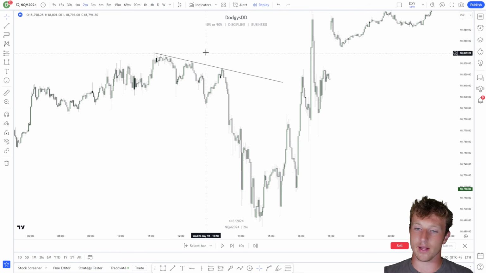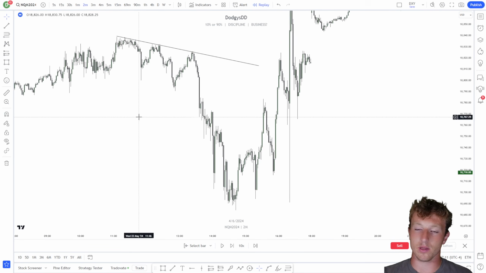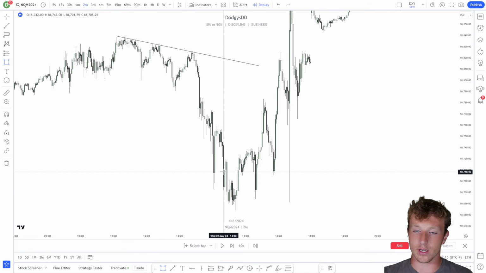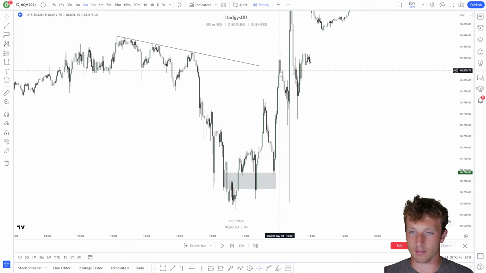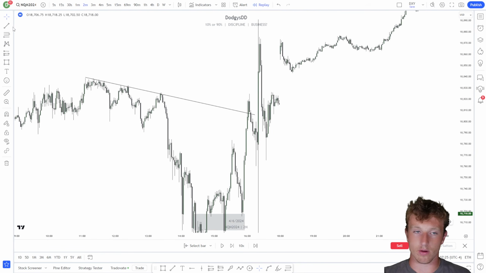But when we start dumping, I'm going to still keep this drawn. And when we do get that model, or we do get that long setup or the inverse fair value gap, that to me is going to be the long. So you can see we dump all the way down here and we get a nice little gap here, this 2 minute, and price breaks it, holds it as support, and then we end up going for these low resistance liquidity highs later.